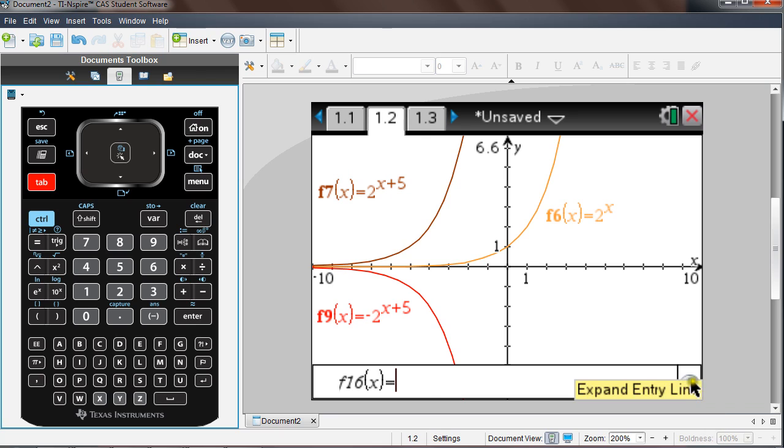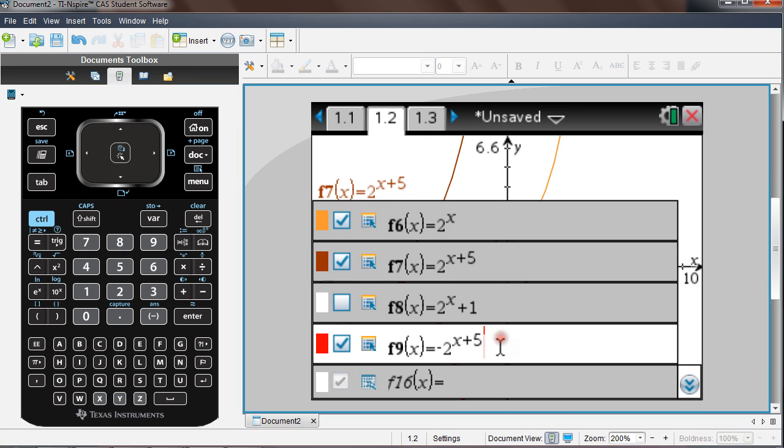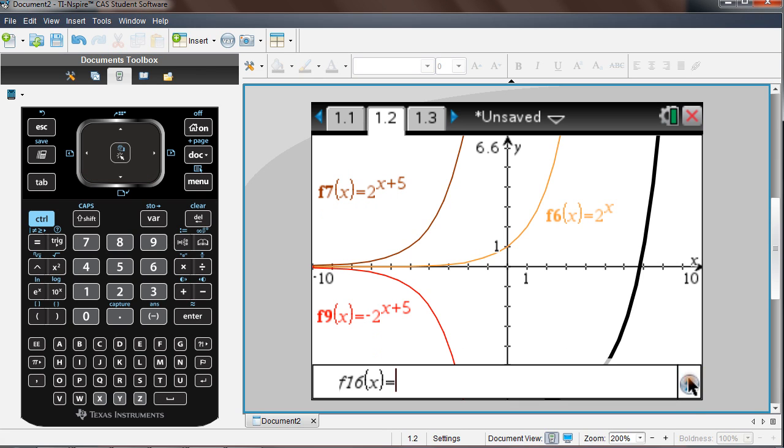Oh, one more of these, I think. Get the cursor out of the way. So we have x minus 4 in the exponent. Because it's a minus, it should go 4 to the right, correct? And then minus 7 should be 7 places down. Turn that on. Back to the black.